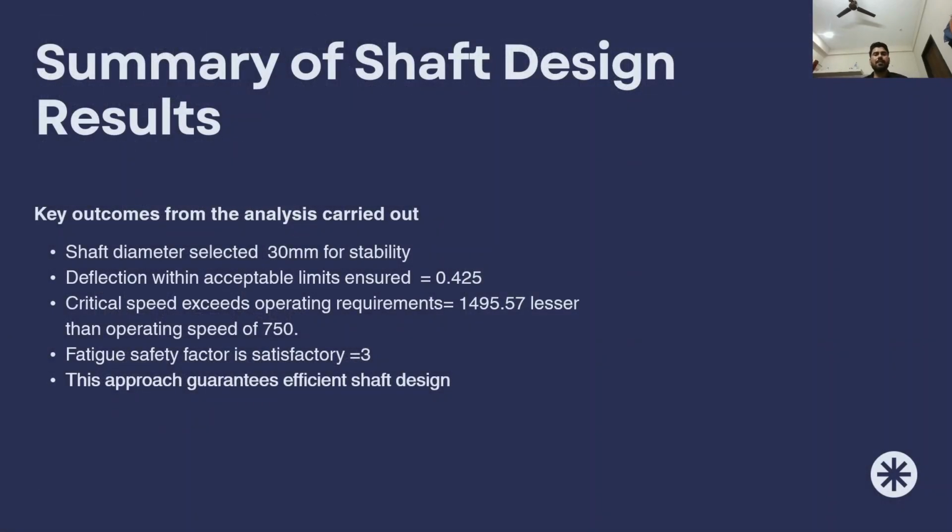Now summarizing the results, key outcomes from the analysis are: shaft diameter selected is 30 mm, deflection value is 0.42 millimeters, critical speed 1495.57 rpm, greater than the operating speed, and factor of safety chosen is 3, and this approach guarantees an efficient shaft design. If you follow this approach, you will definitely get a safer design.